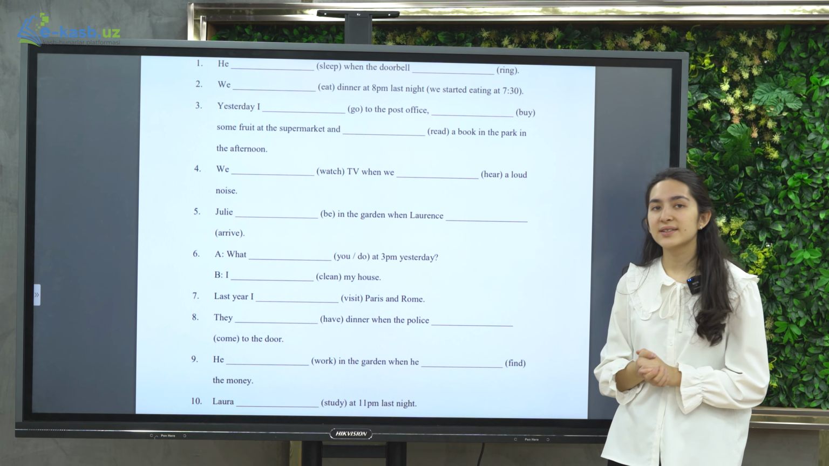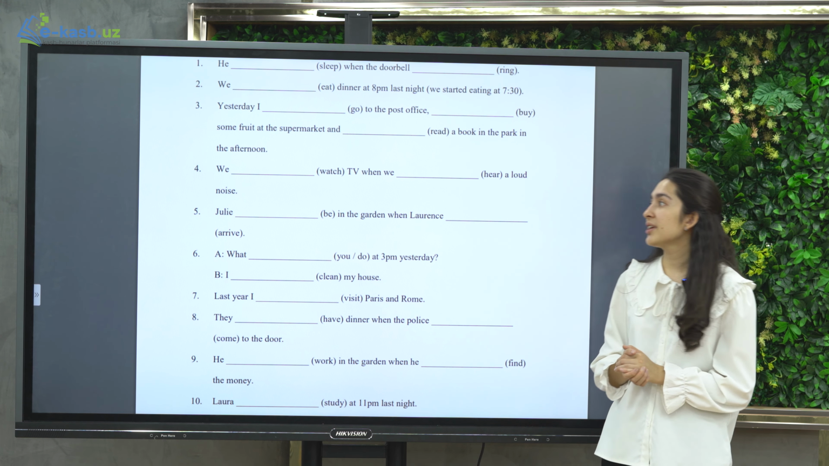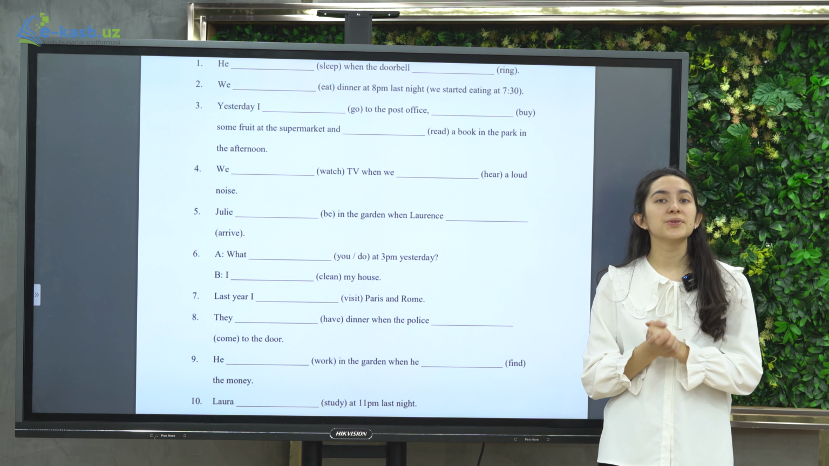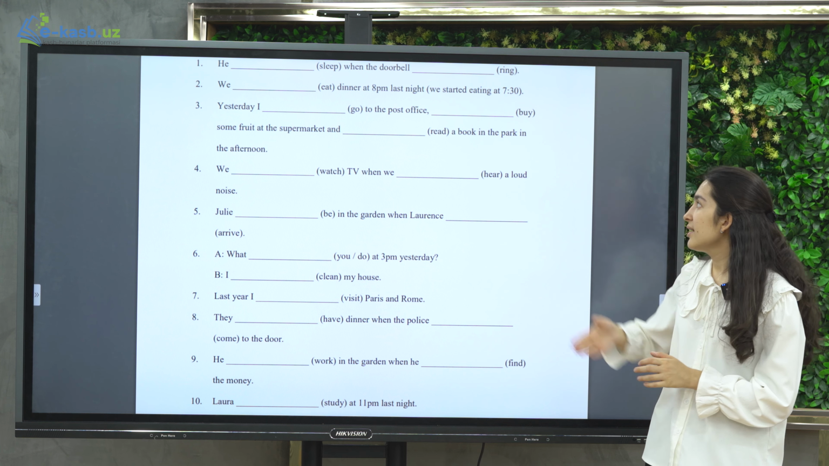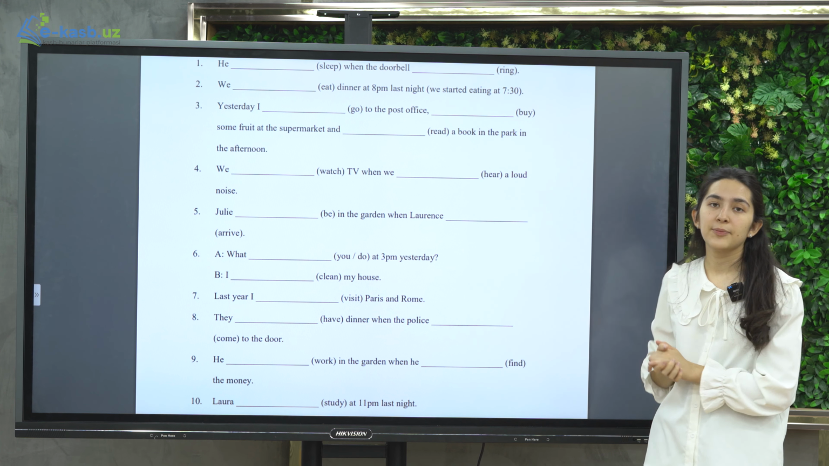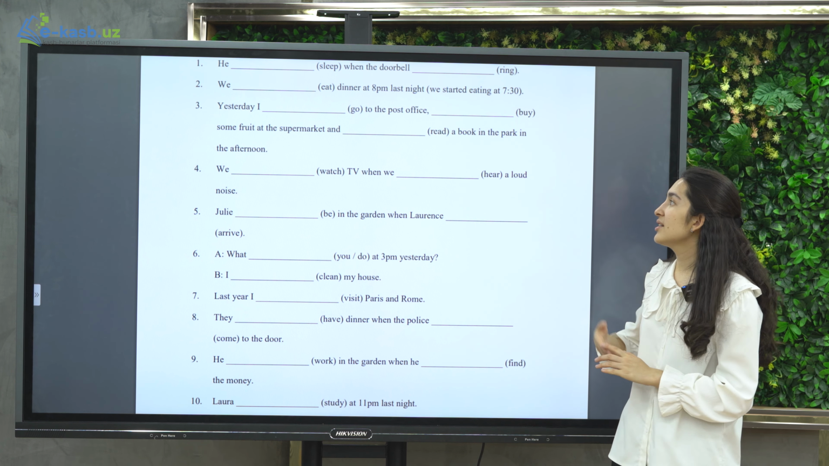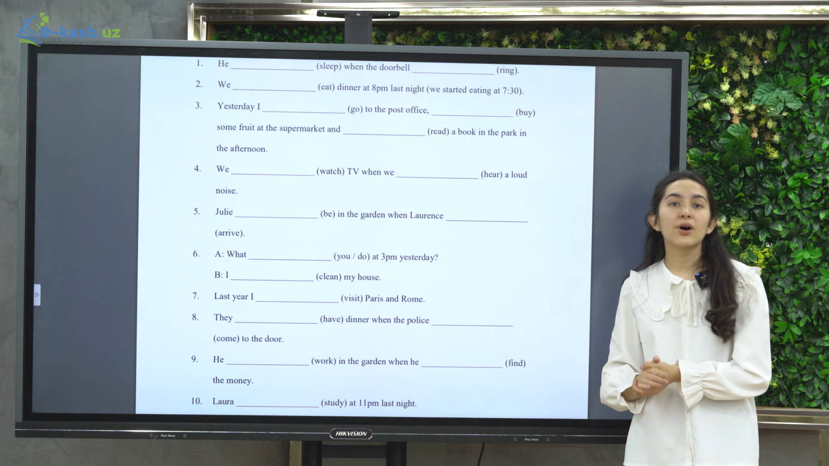So now let's do one exercise. Endi biz siz bilan birgalikda bitta mashqni bajaramiz. Birinchi ikkita misolni biz birgalikda qilamiz va qolgan 8 tasini iltimos o'zingiz bajarishga harakat qiling. So the first sentence. He sleep when the doorbell ring. So we should use past simple and past continuous. Birinchi gapimiz. U uxlayotgan paytida uning qo'ng'irog'i jarangladi.